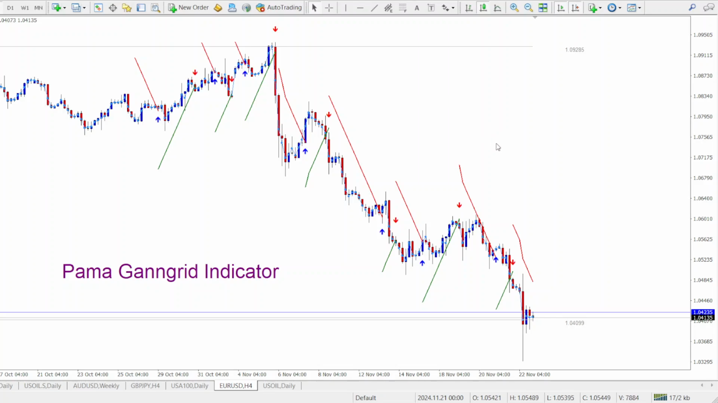As we can see, the indicator is quite straightforward. This indicator leverages the classic Gann method. If you are familiar with the Gann method in trading, then you might find this indicator quite interesting. The indicator automatically detects market trends for you. In addition to detecting market trends, it provides clear buy and sell signals.